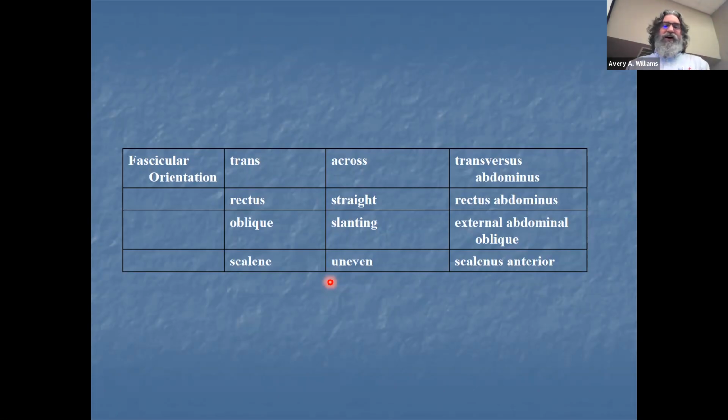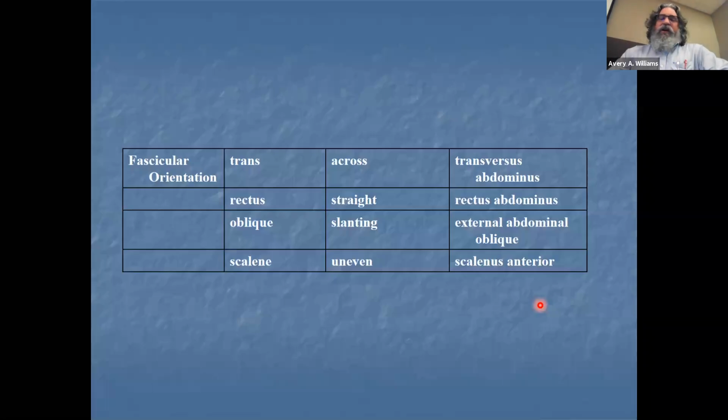I don't know, between the processes of the vertebrae. You can just Google it or look it up in your book. So anyway, scalenus anterior would be a fascicular orientation. Of course, anterior would be a location, but it doesn't tell you where. But if you're studying the back muscles, you'll see that.